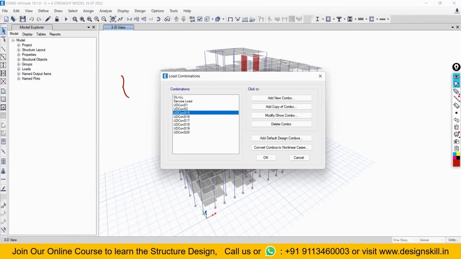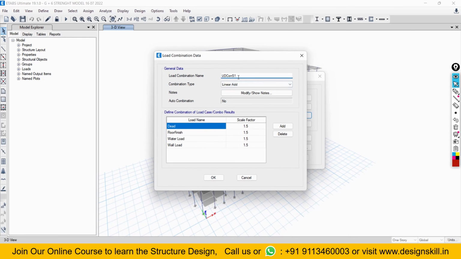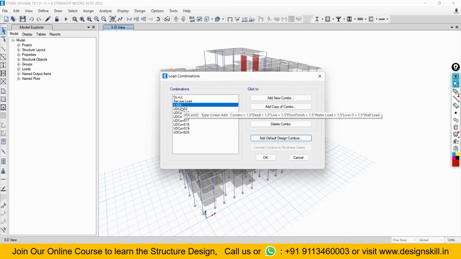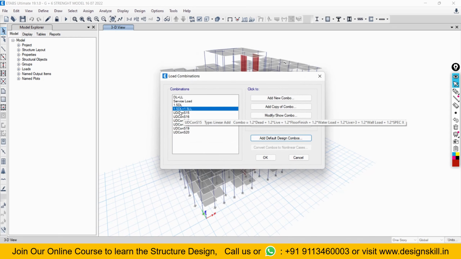Now come to the ETABS software again. Now you can rename these load combinations with proper names. You can select the load combination, go to the modify option here, and rename this. So this load combination will be 1.5 dead load. Now you give it OK. This will be 1.5 dead load plus 1.5 live load. Now you give it OK.